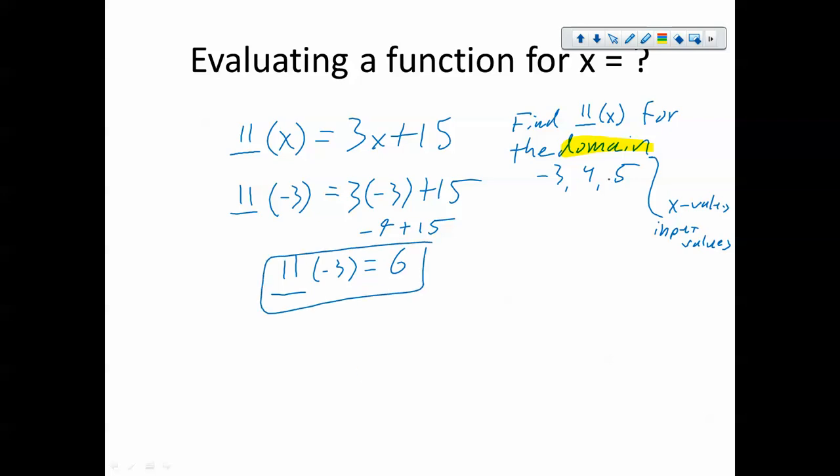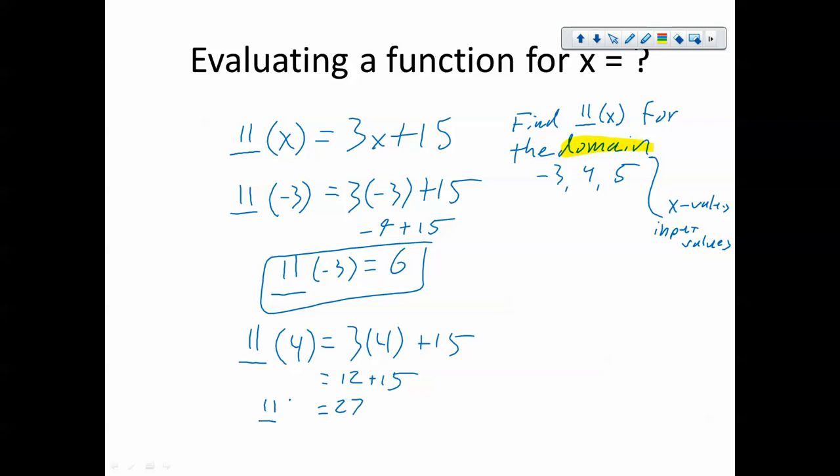But I have 3 of these different domains that I need to enter, so I need to enter all 3 of those. So let's do it again, but this time for 4. And 4 is going to be 3 times 4 plus 15, which is 12 plus 15, which is 27.